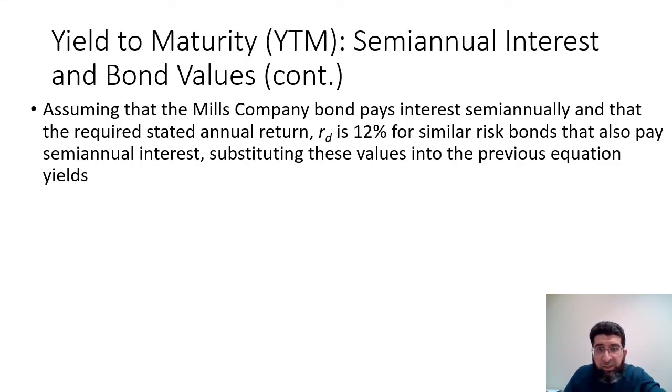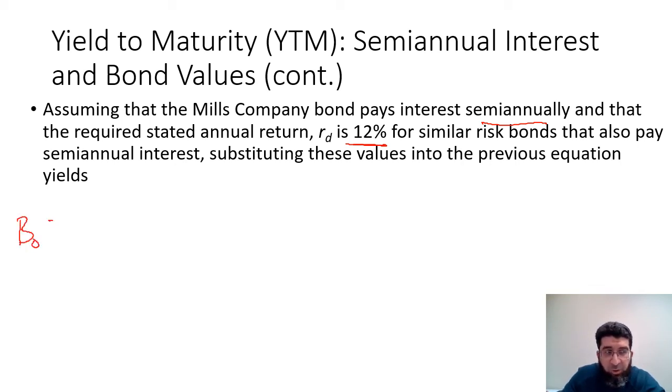Now let's look at the example, assuming that the Mills Company bonds pay interest semi-annually, and that the required interest rate is the stated annual return RD of 12% for similar risk bonds that also pay semi-annual interest. Now if we substitute these values into the previous yield formula, we will have the following. Let me write it.